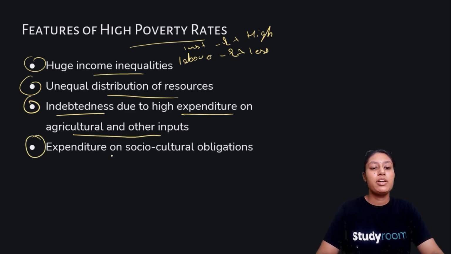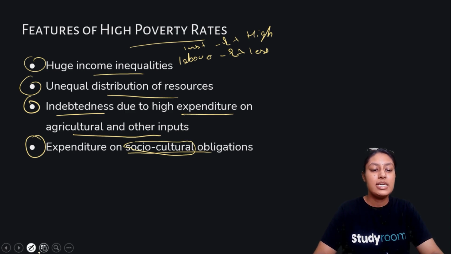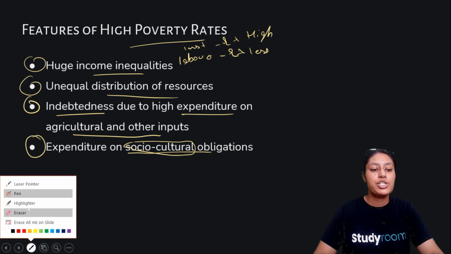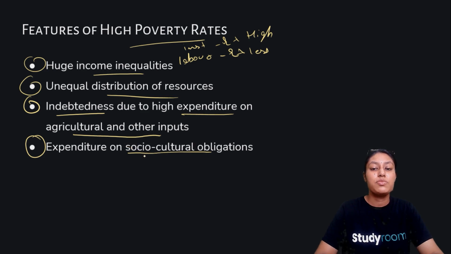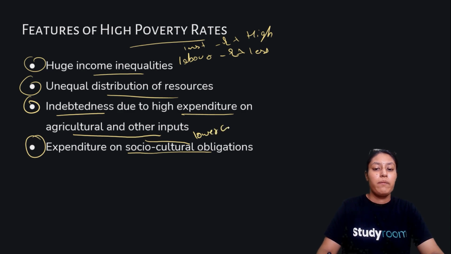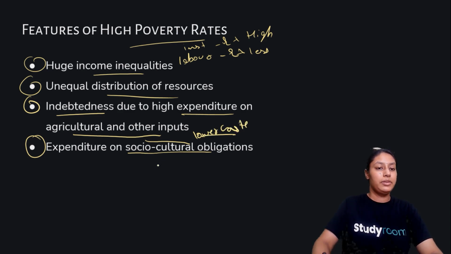Next is expenditure on socio-cultural obligations. Social culture is itself a very big topic to discuss, as we did in previous slides. Socio-cultural obligations have been a part of our culture for so long, and that is why they become a reason for the lower caste not being able to earn well.